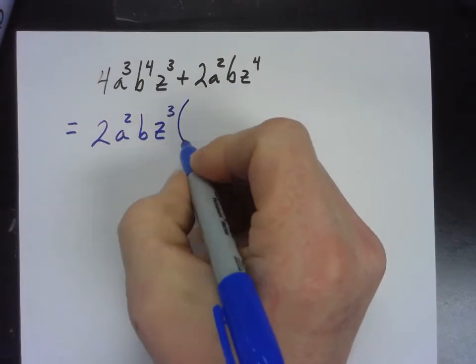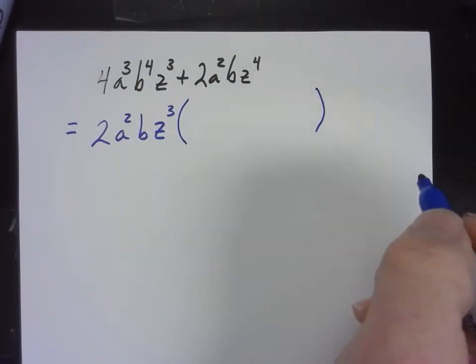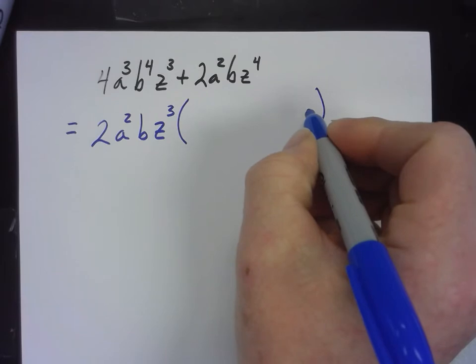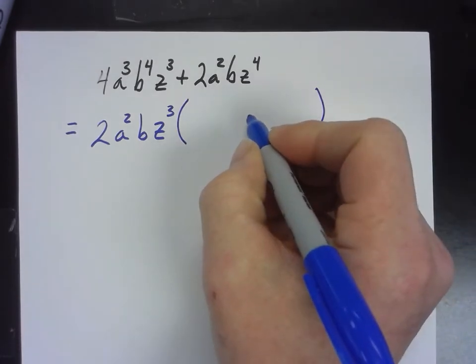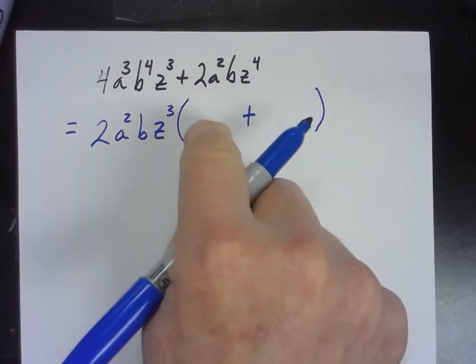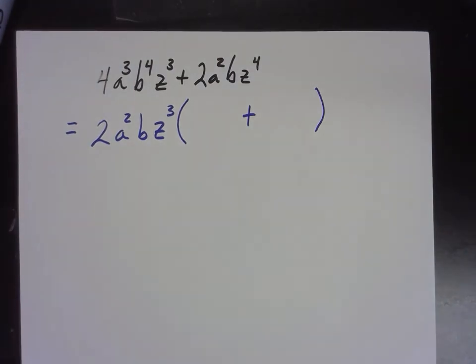Okay, now, put your parentheses down. How many terms will be inside here? Two. And what's going to go in between them? Okay, see if you can figure out that first term. Can you do it?